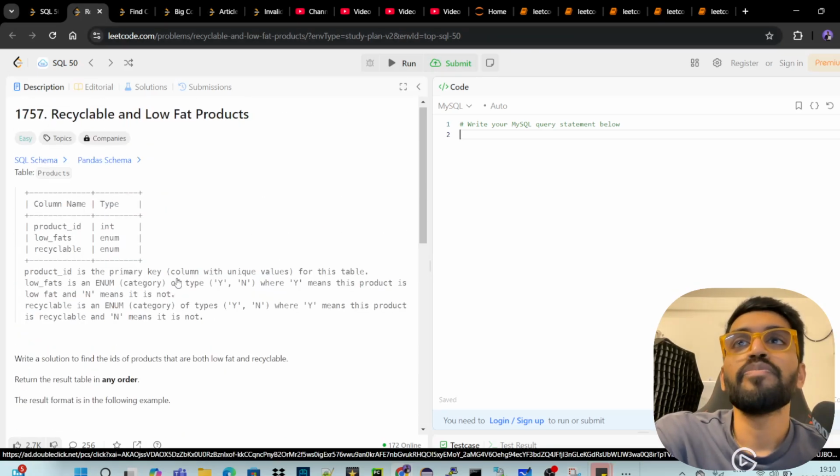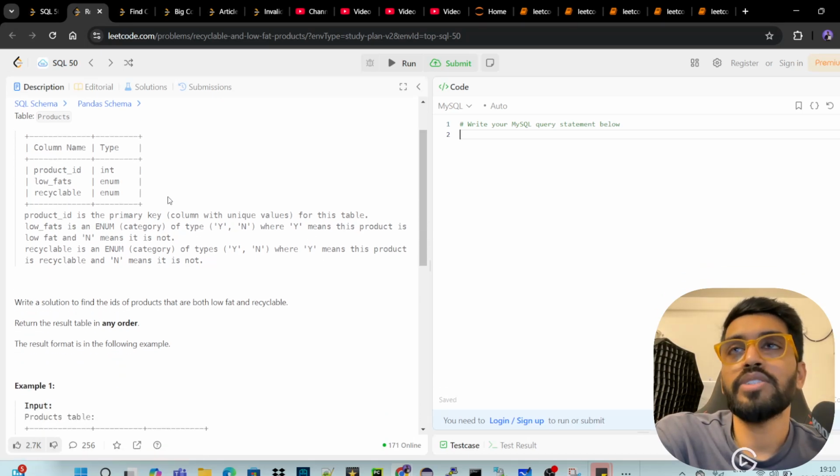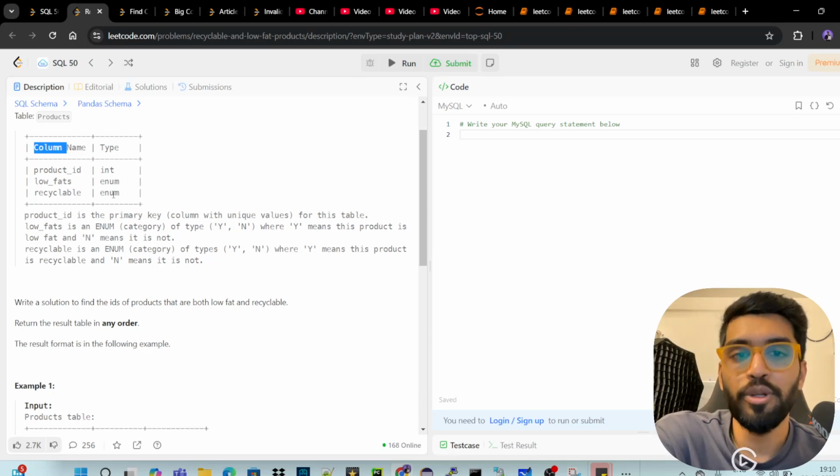Okay, recyclable and low fat products. First of all, the column names and types. We have product ID, low fat, recyclable, int, enum. Enum is an enumerator, a type that consists of constant values, like either of two values.